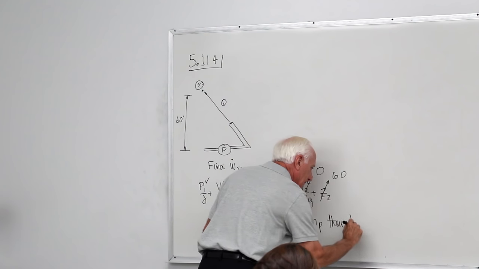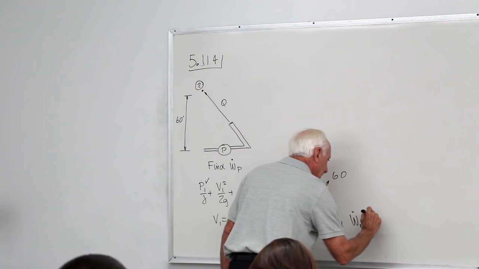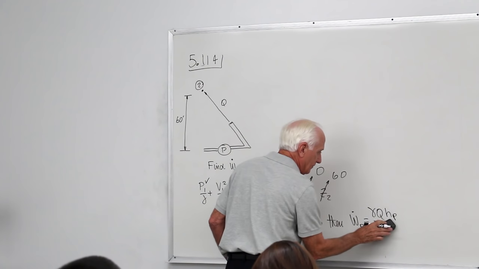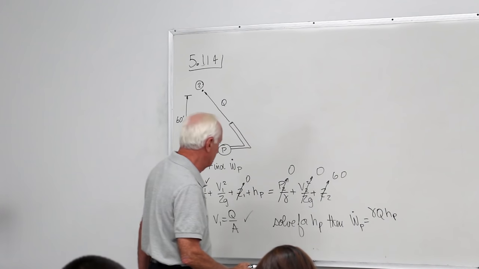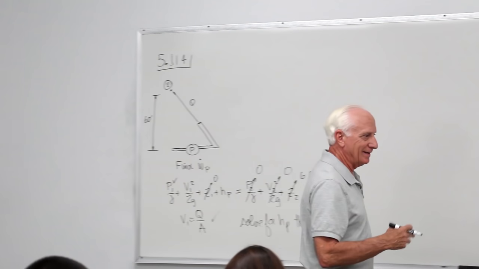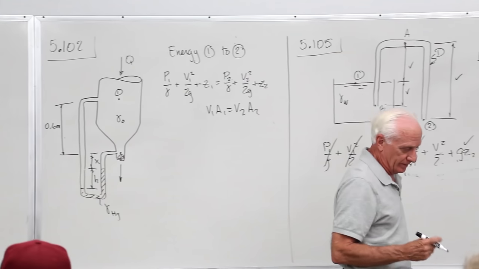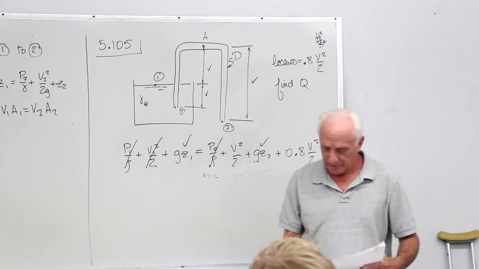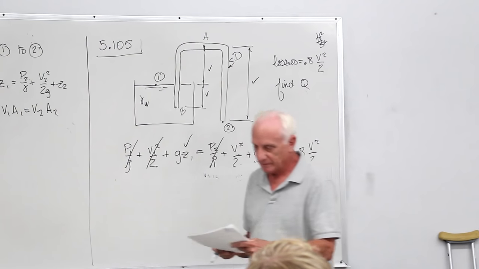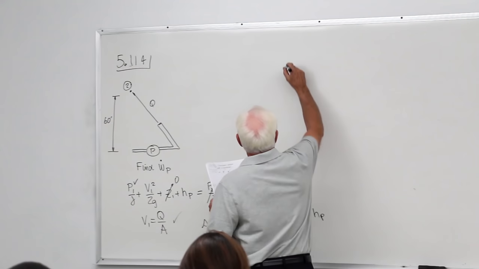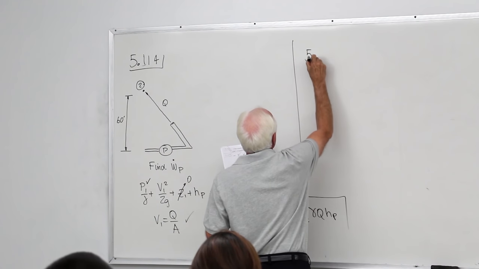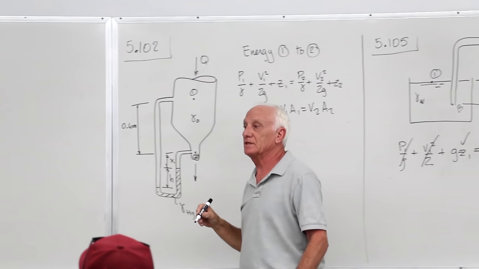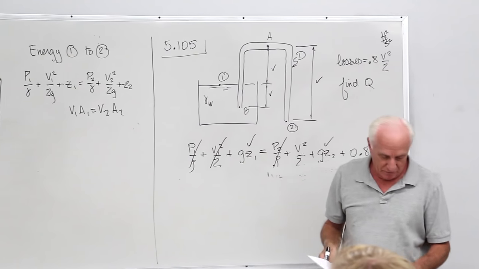Then the power of the pump W dot equals gamma Q hP. If you want it in horsepower, divide by 550 if it's in British gravitational units, otherwise it comes out in kilowatts. Is it okay if we leave it in pound-feet per second, or do you prefer horsepower? It'll say in the problem: find the power in horsepower, or find the power in kilowatts. I'll be specific. All right, okay, 5.116.